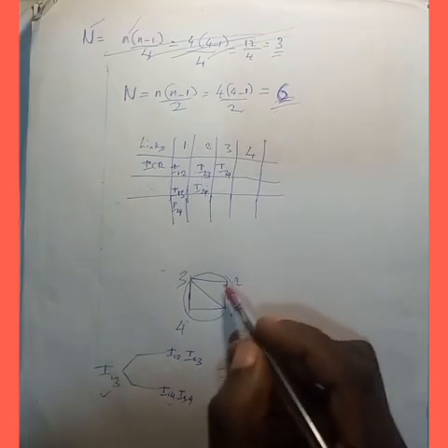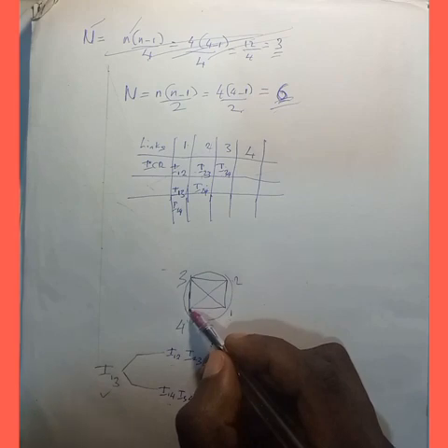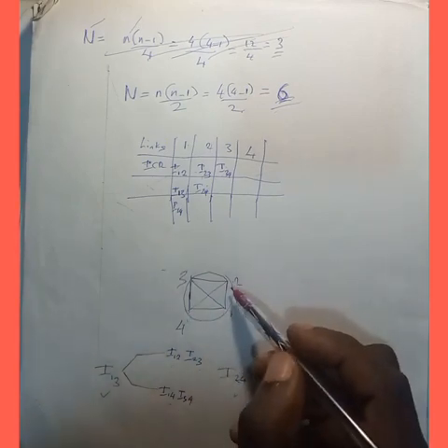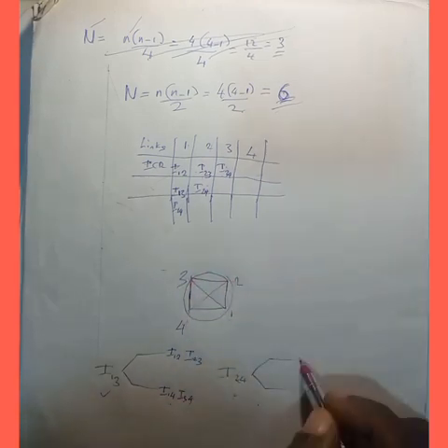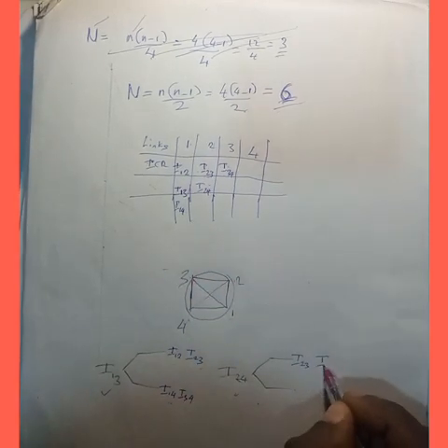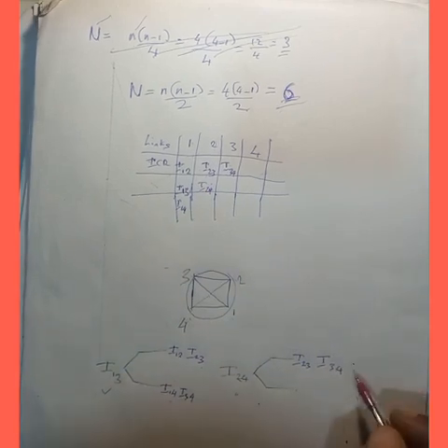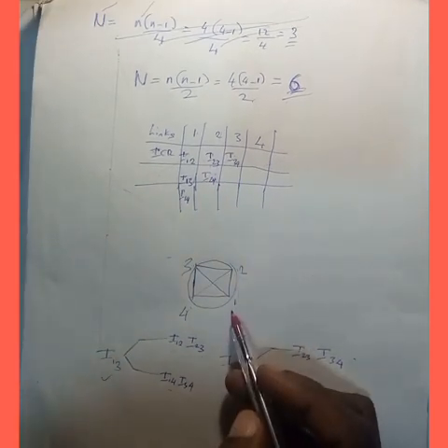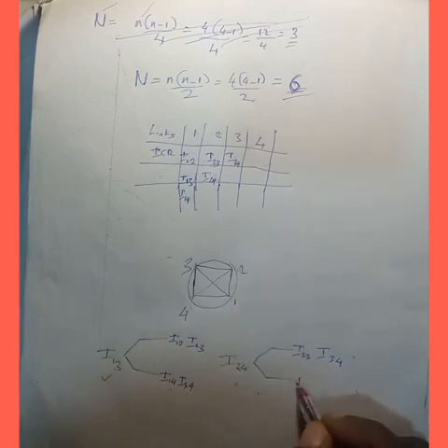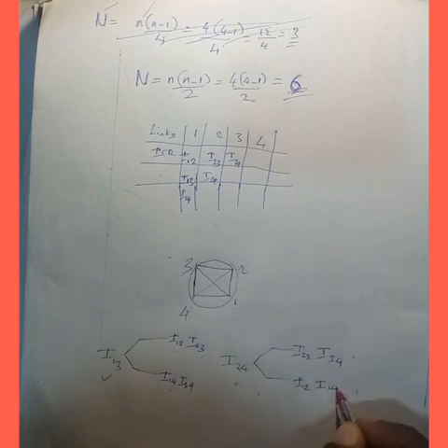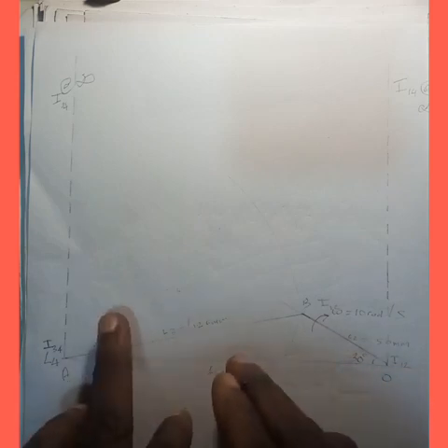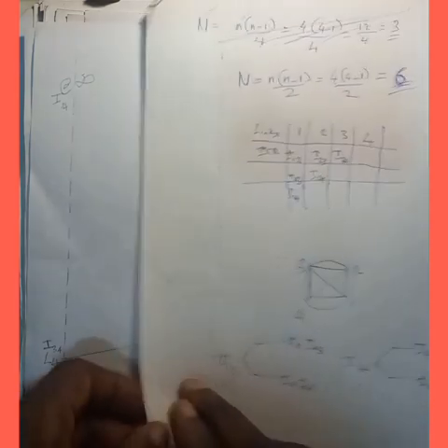Now if you want to move from point 2 to point 4, you can go from 2, 3 and then 3, 4. So you have I23 and then I34, or you go from 2, 1 and then 1, 4. So that means you have I12, the smaller number first, and then I14. The next step is to try to locate those instantaneous centers, that is I13 and I24, on this.